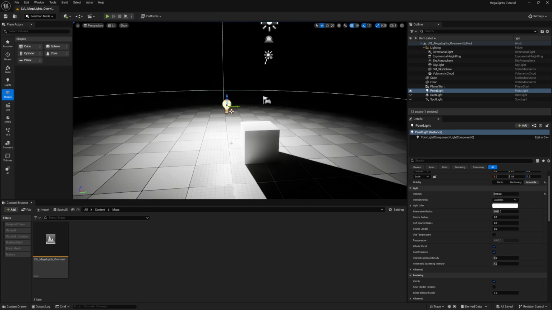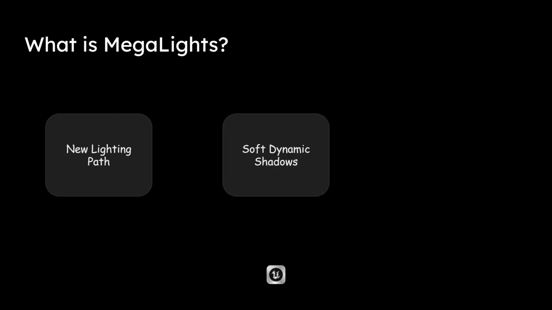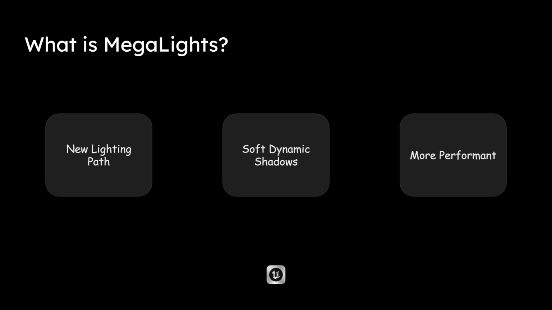Now we are going to jump to MegaLights and start using it inside the engine. So what is MegaLights? MegaLights is a new lighting path that is using the direct lighting method. It's designed to work with area lights because they have ray traced shadows, and the goal of it is to produce soft dynamic shadows using ray tracing and at the same time keeping it performant, which is amazing. You will be able to use thousands of lights in your scene without affecting the performance as before.